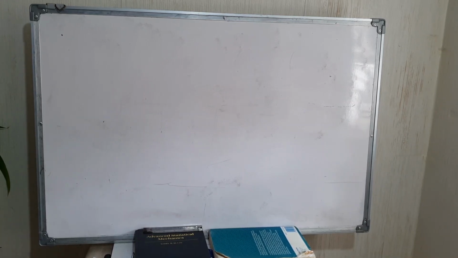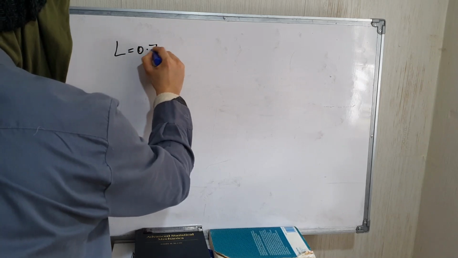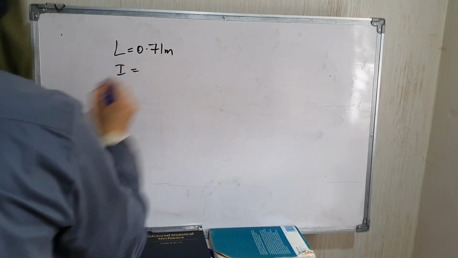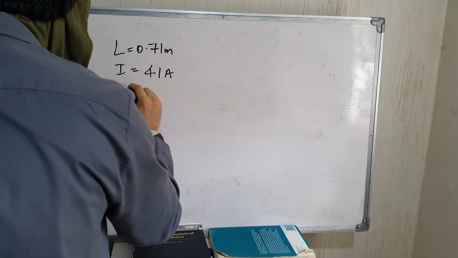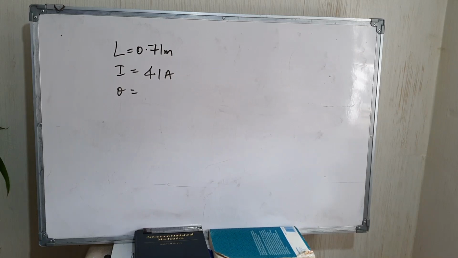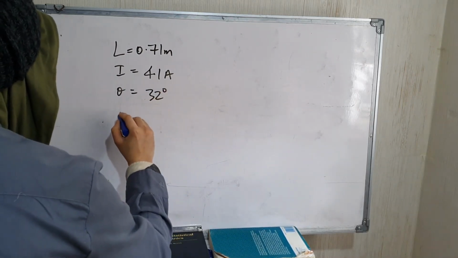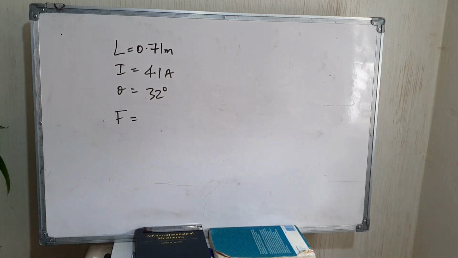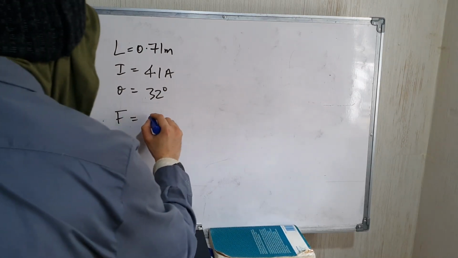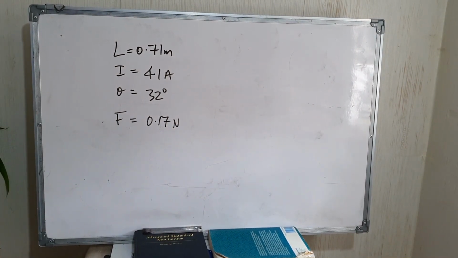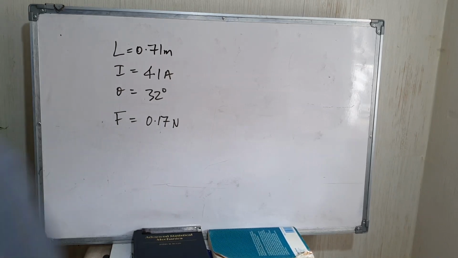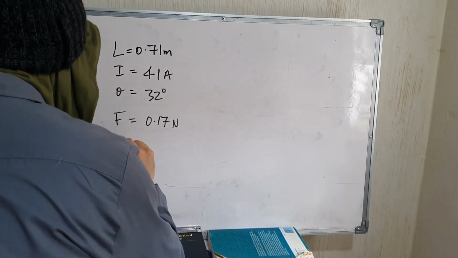All right, so let's try a question. Let's just say L was 0.71 meters, I was equal to 4.1 amps, theta is equal to 32 degrees, and you know F is equal to 0.17 newtons. Okay, so try it for yourself. Just rearrange the formula and see what you get. This is just a mathematical exercise, and you want to work out B.